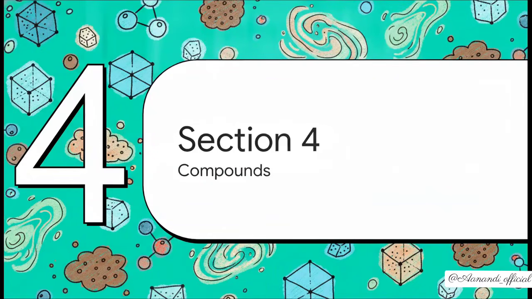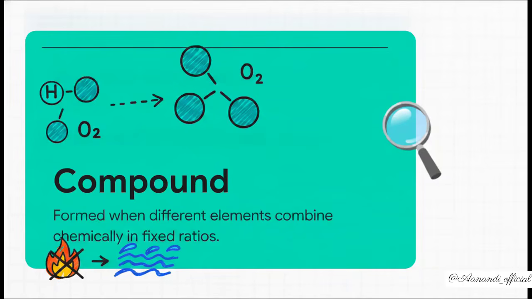Next up, Section 4, compounds, chemical combinations. Because if you look around, the world isn't just single, isolated elements. We aren't surrounded by floating chunks of pure gold or pure carbon, right? That's where compounds come in. When different elements chemically combine in strict fixed ratios, they create compounds. And this is where chemistry gets basically like magic.